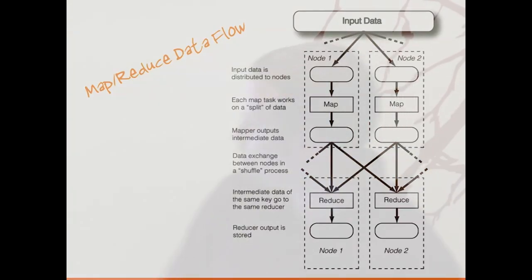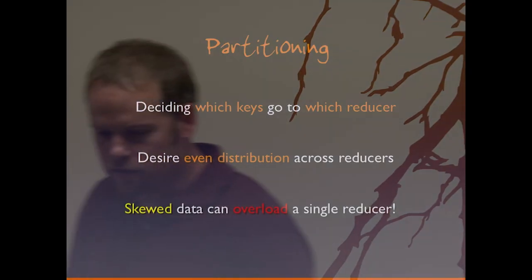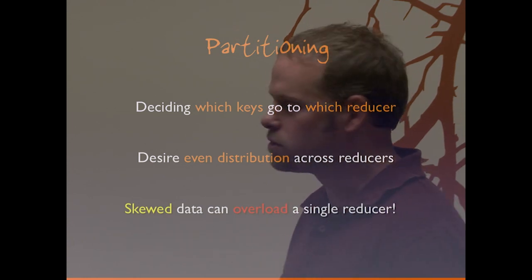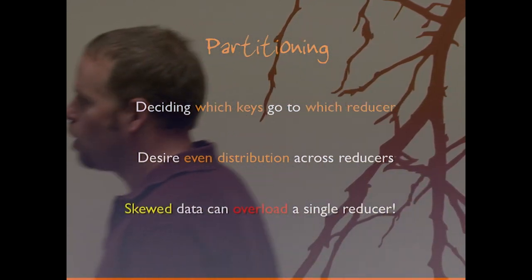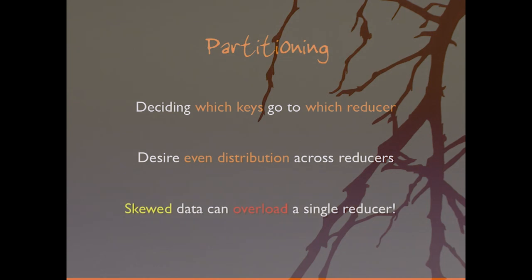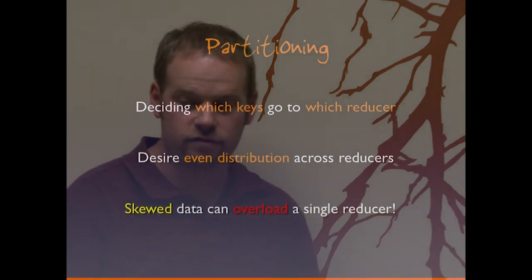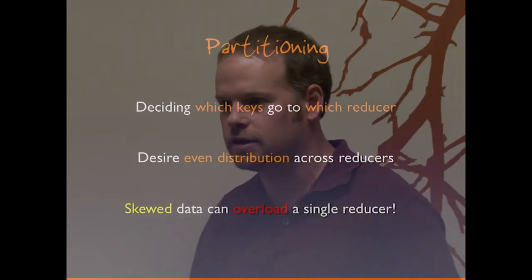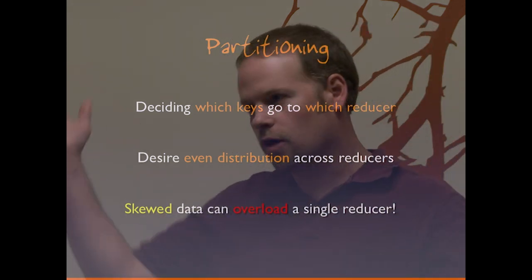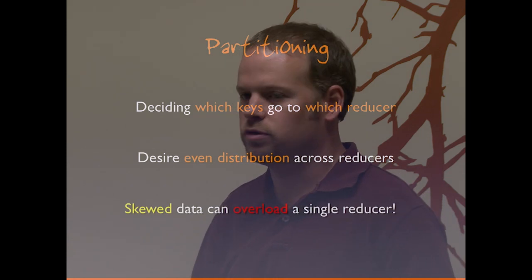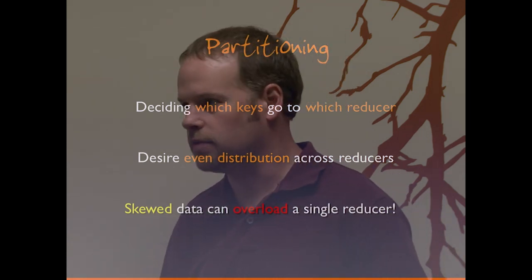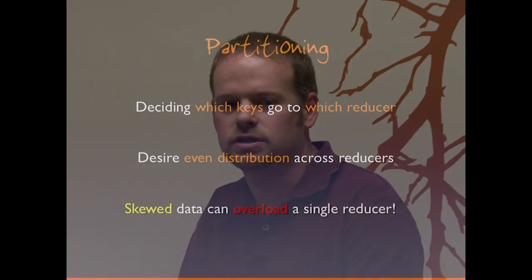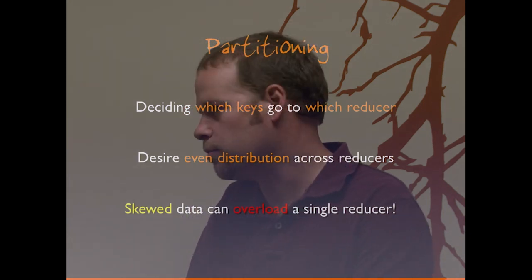What's in between there? All this stuff right here is called partitioning. That's the process of deciding which keys go to which reducer. What you really want is an even distribution across the reducers, because if you have data skew, and we actually had this case on QL, we were running a bunch of jobs, and all of a sudden one reducer was getting completely overloaded. The other reducers would complete in about 5 minutes or so, and then one would just sit there and go for hours and hours and never complete.